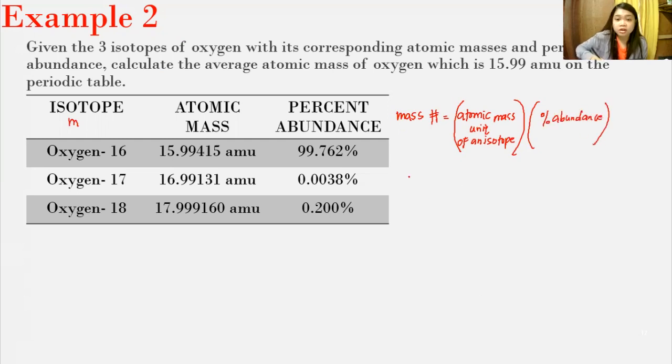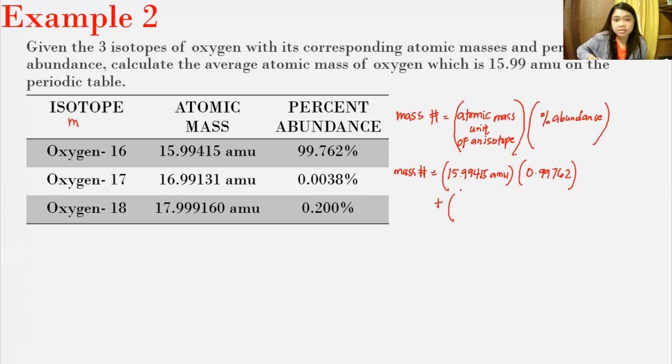Since we are given 3 isotopes for oxygen, we'll be using all of these. For oxygen 16, it's 15.99915 atomic mass units. Then we multiply it by 0.99762 as its percentage abundance. And then we add the values for oxygen 17.